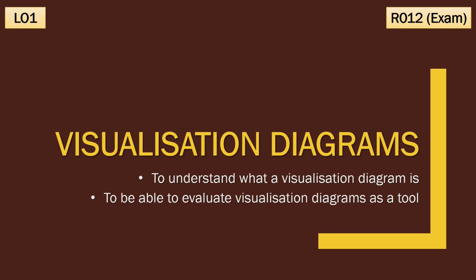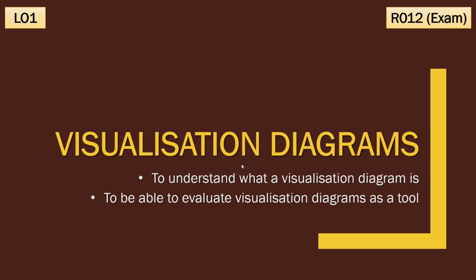Now we've looked at planning tools in general terms, we know what they are, what they're used for, we know different types of software, we can start to drill down and look at individual examples of planning tools. So we've got 6 to cover. Our first one is going to be visualization diagrams.